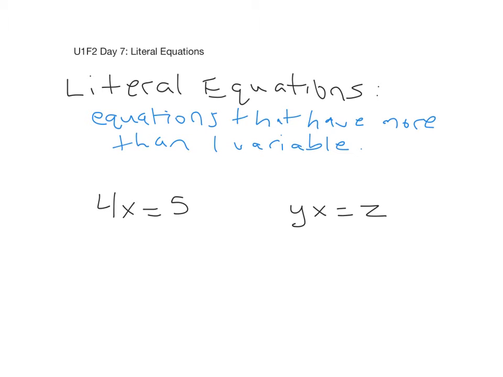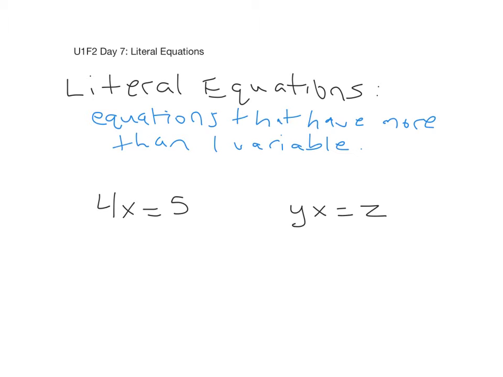This is Unit 1, Formative 2, Day 7 video on literal equations. Literal equations are equations that have more than one variable. You can think of these as kind of like formulas. Formulas are literal equations.